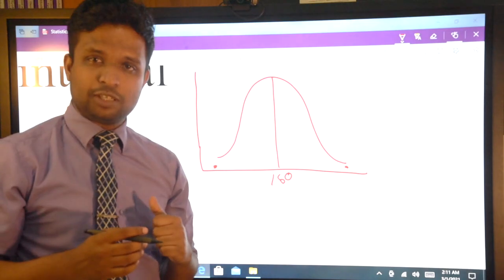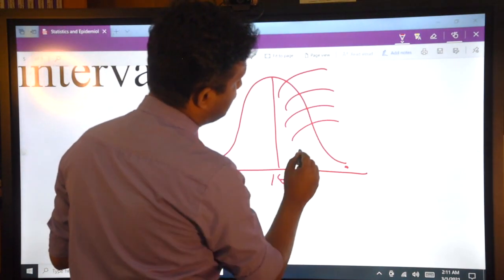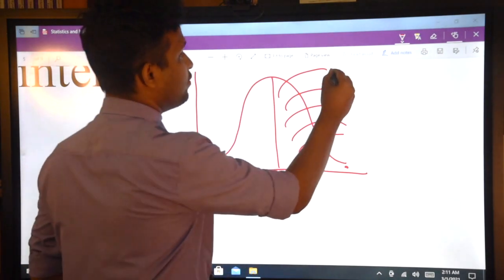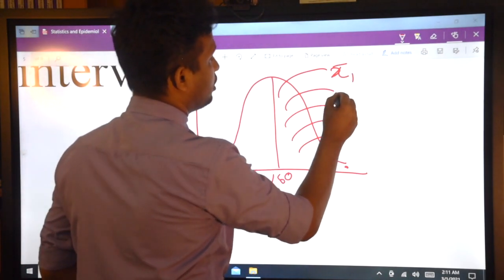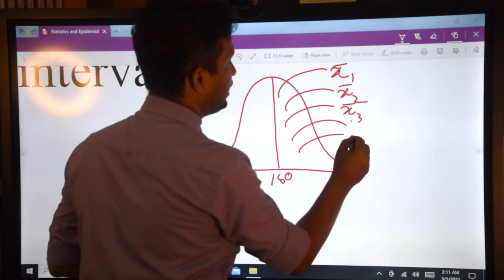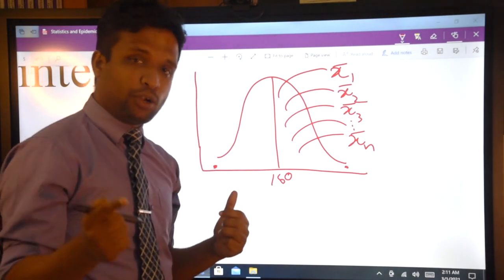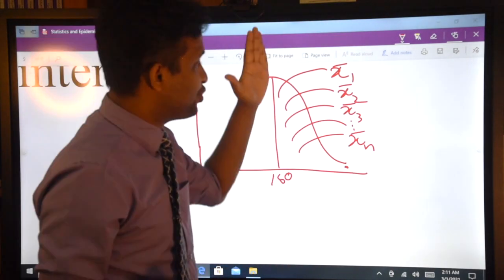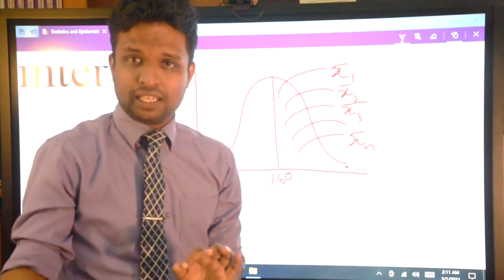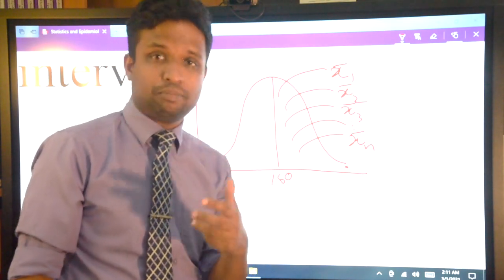What is a sampling distribution? We take multiple samples from this population distribution and calculate the mean. We name those x bar 1, x bar 2, x bar 3, and so on till x bar n, for n samples. You can plot these n sample means in another distribution, which will take the shape of a normal distribution. We call that the sampling distribution.